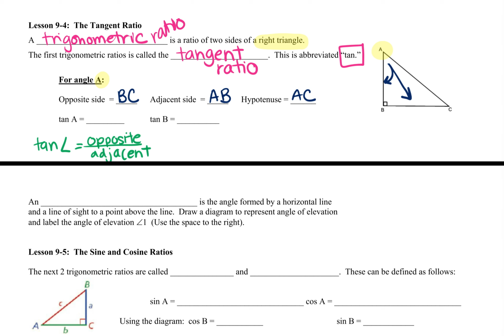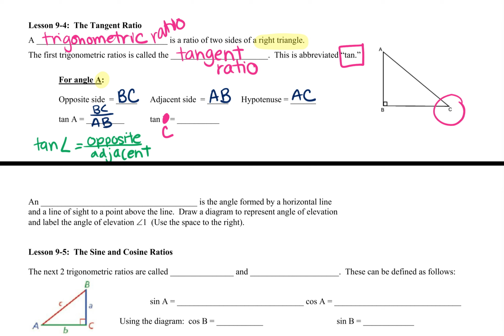So for angle A, the opposite side we just identified was BC, over the adjacent side we just said was AB. Perfect. Well, now for angle B, oops, that's a typo there. That should be, cross this off right here, this should be angle C. We never take the tangent of the right angle. We only do the non-right angles. So there I circled angle C.